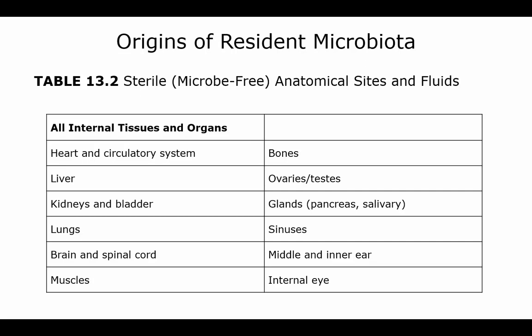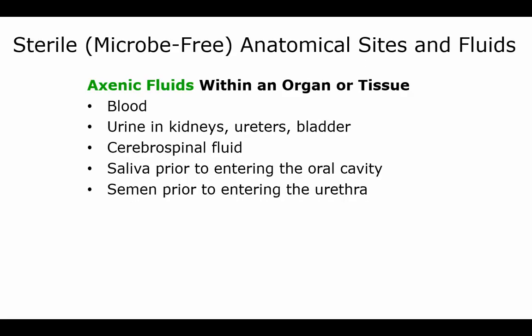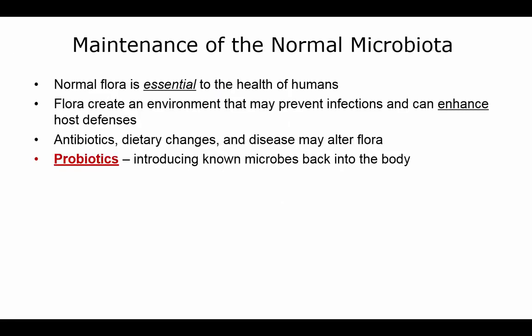Now, that does not mean that they always stay sterile. But in order for you to stay healthy and not have an infection, they need to be sterile. So some pretty important things to mention there. Now, they mentioned the term aseptic. Aseptic is another word for sterile, right? It means free of all microbes. So here are some fluids that we assume would be aseptic: blood, urine in your kidneys, ureters, and bladder, cerebrospinal fluid, and of course they mentioned saliva and semen prior to entering their canals or cavities. Again, that does not mean that these are always aseptic or sterile, but in order for you to stay healthy, they need to be.